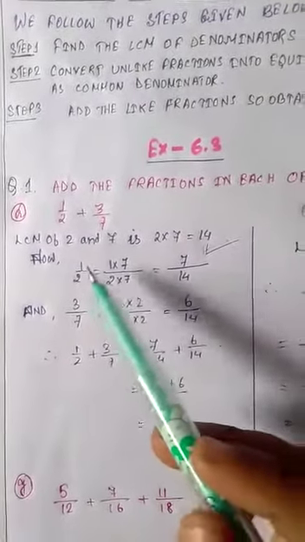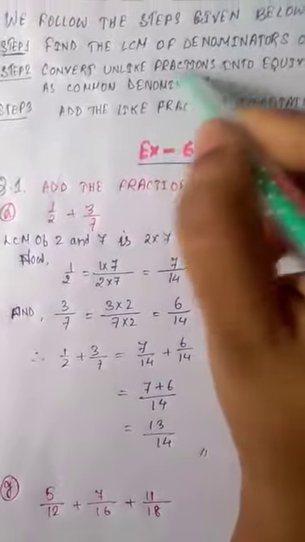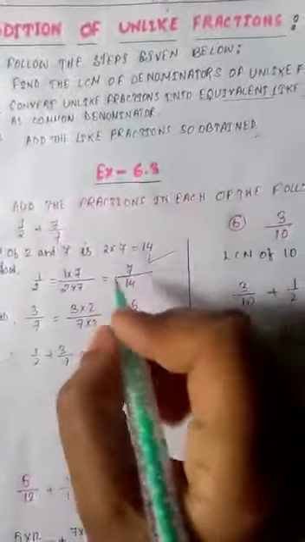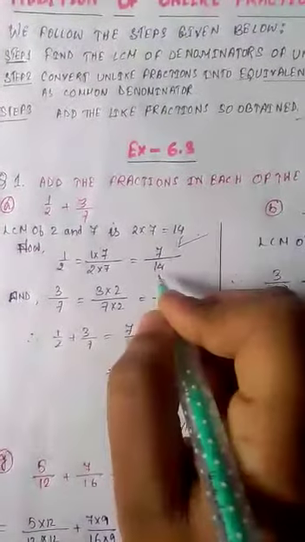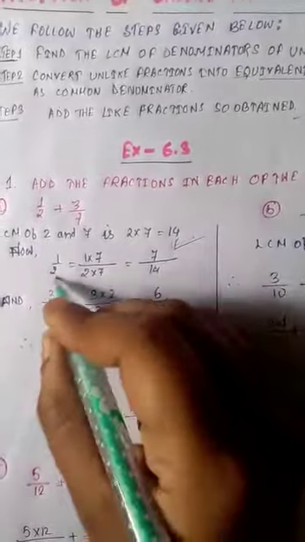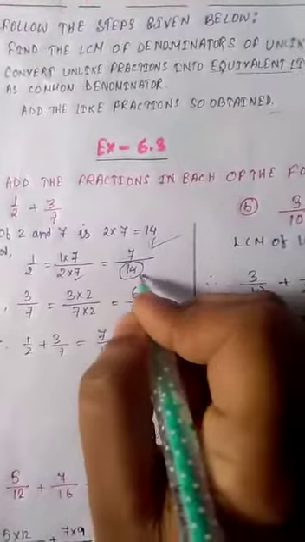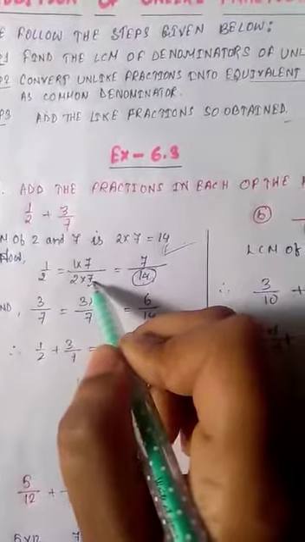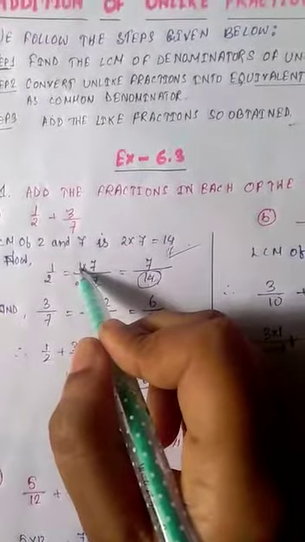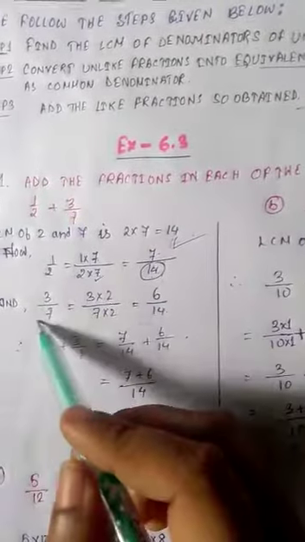How can we make them? As we have to make equivalent fractions with their common LCM, we have to make the denominator equal to the LCM, which is 14. If we multiply 2 by 7, then we will get 14. Since we have multiplied 2 by 7, the numerator 1 also has to be multiplied by 7. So 1 into 7 is 7, giving 7 by 14. And the next one is 3 by 7.